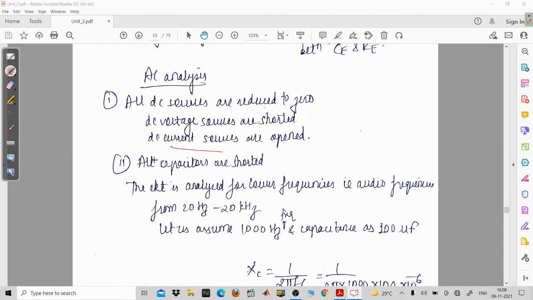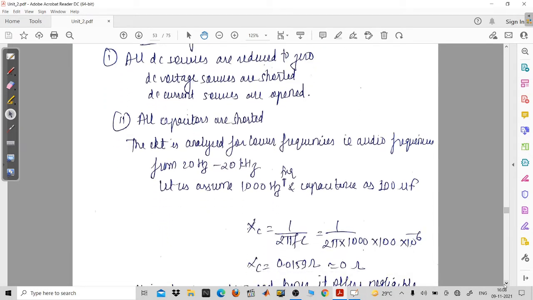Then coming to the capacitor, because you know that you are going to perform the AC analysis, this capacitor will be providing a least impedance path to the AC signals, whereas it provides a very high impedance path to the DC signal. But for the AC analysis this capacitor will be acting as a short circuit. It means that you will have to eliminate all the DC sources and short circuit all the capacitors. So in that case, how your circuit will look, we'll just see now.